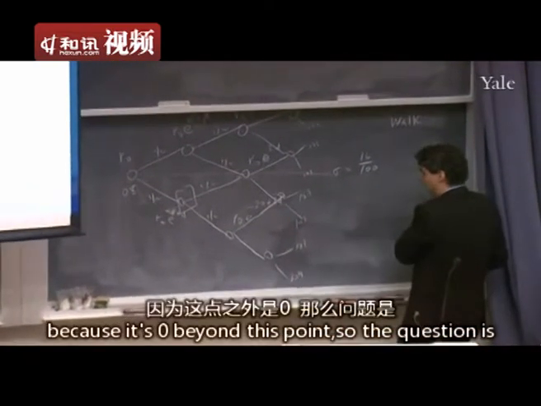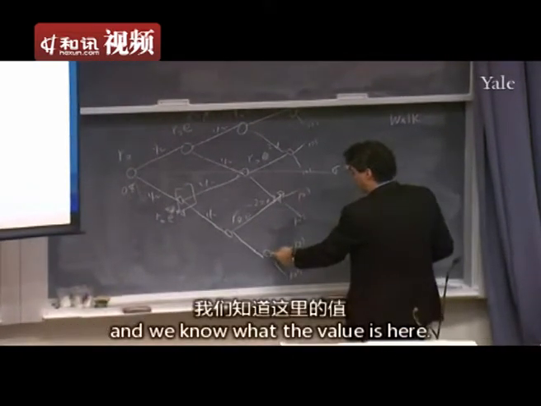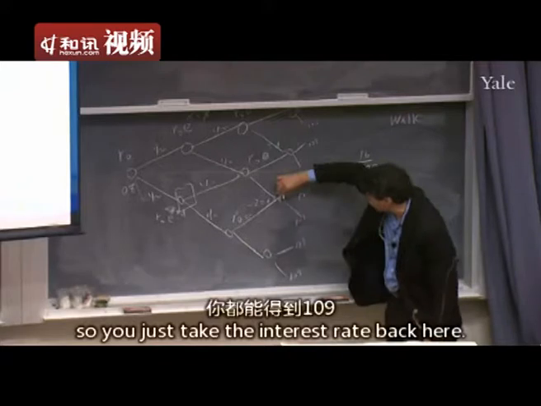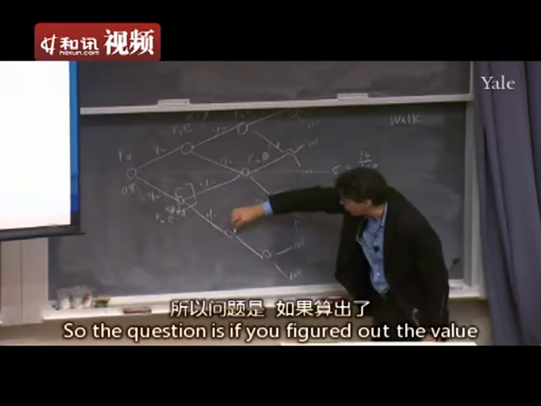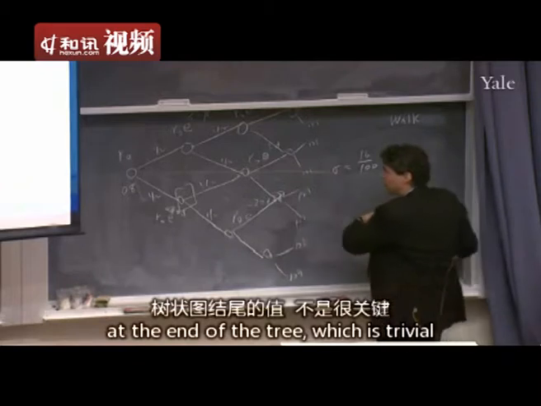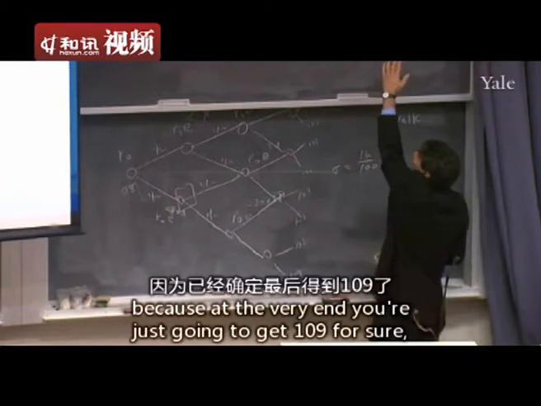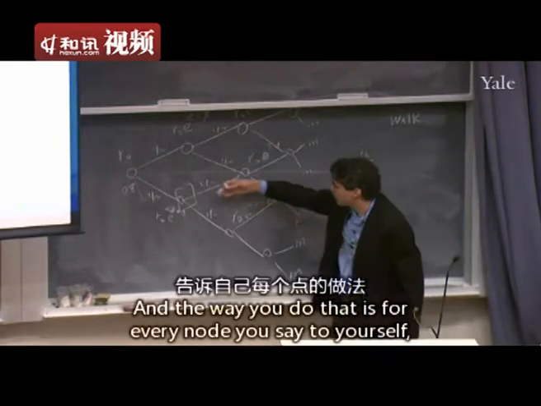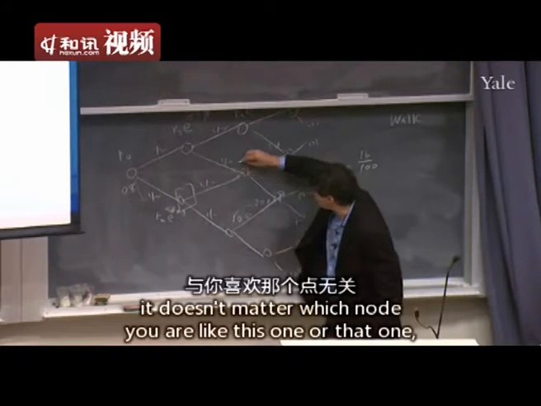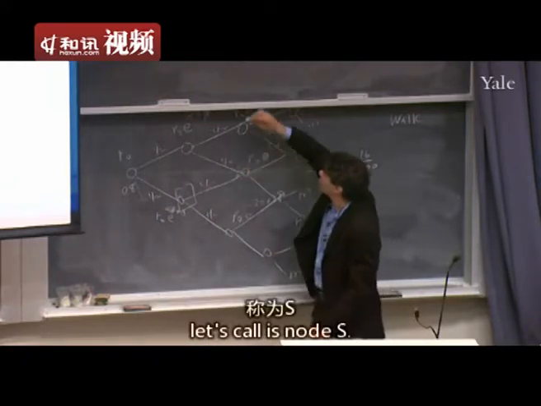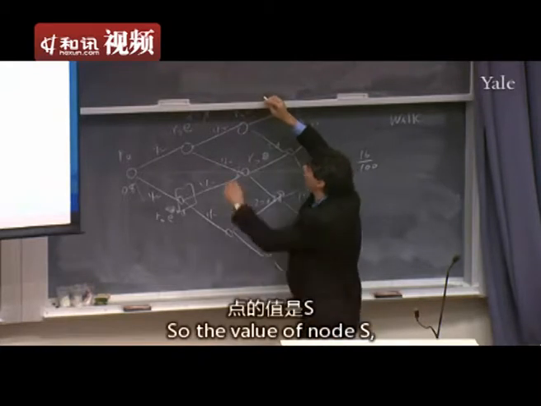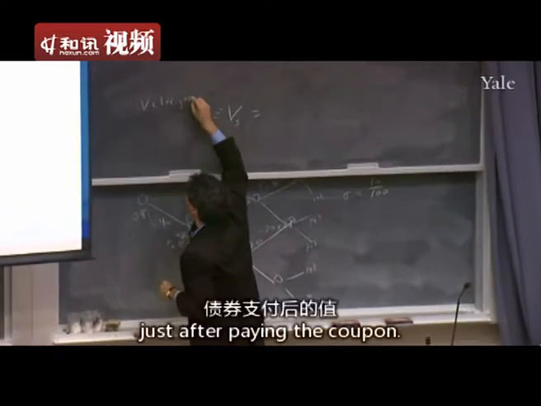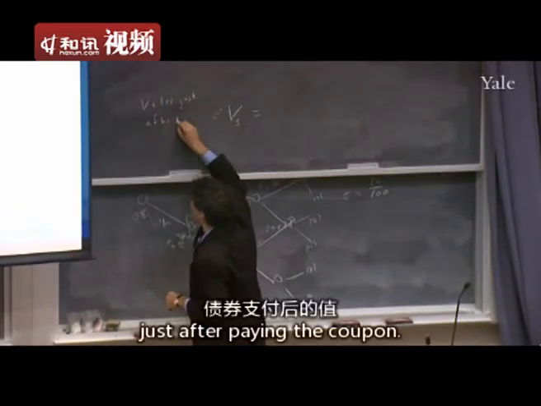At the end it is 0 beyond this point. You're going to pay 109 no matter what, so you just discount it back using the interest rate here. So if you figured out the value at the end of the tree, which is trivial because at the very end you're just going to get 109 for sure, can you figure out what the value is at the beginning of the tree? And the way you do that is for every node, it doesn't matter which node you are, like this one or that one, let's call it node S. Okay, so the value of node S, this is the value just after paying the coupon.